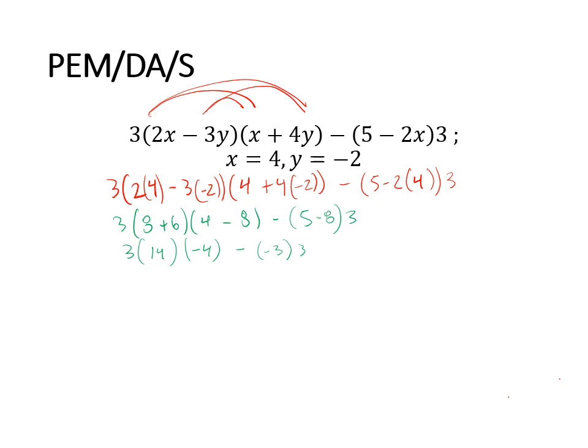And so we have 42 times negative 4, right? Let's just separate this in steps still. And then minus negative 3 times 3. And minus a negative is like plus a positive, right? So then 42 times negative 4 is negative 168. Plus 9. So this is going to evaluate to negative 159.